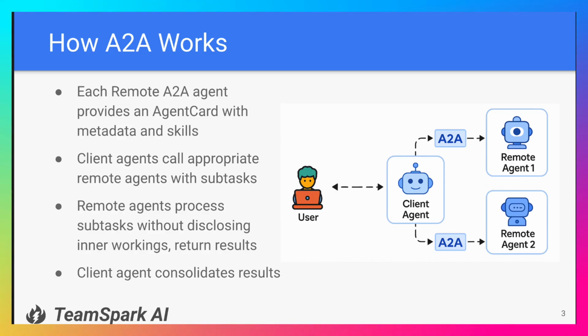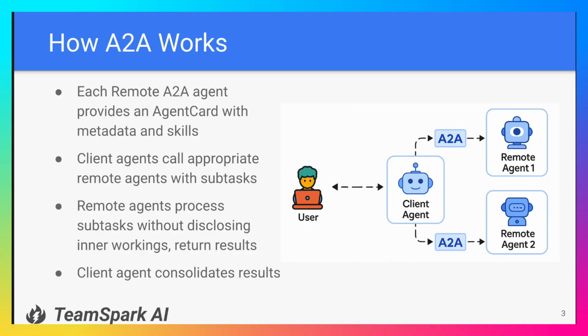So what happens is that your client agent will enumerate the remote agents over A2A, over the protocol, and each remote agent will come back with an agent card that expresses its metadata and its skills and its sort of area of expertise. And then the client agent will call those remote agents when it has appropriate subtasks for them to do. And that could be a task to go accomplish something. It could be a task to just return some information, answer a question.